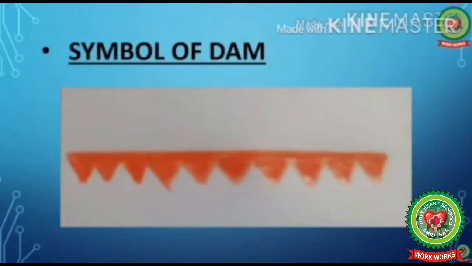Next is dam. Students, this is the symbol of dam. Dam is a man-made structure built across a river to control the overflow of water. Dams are used to control flood and produce hydroelectricity.